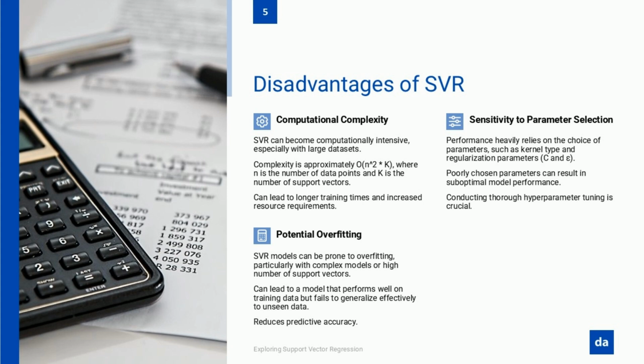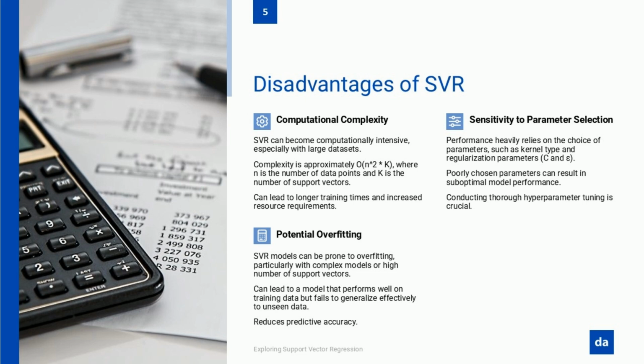One of the biggest challenges with SVR is overfitting, especially when dealing with small datasets or overly complex models. Because SVR relies on support vectors to define the regression function, using too many can lead to a model that fits the training data perfectly, but fails to generalize to new data. This is especially problematic when the number of features is very high compared to the number of observations, making it easy for the model to memorize noise instead of learning real patterns.